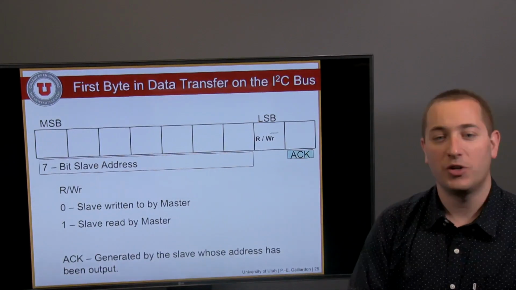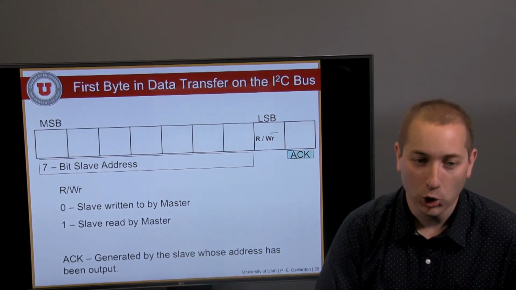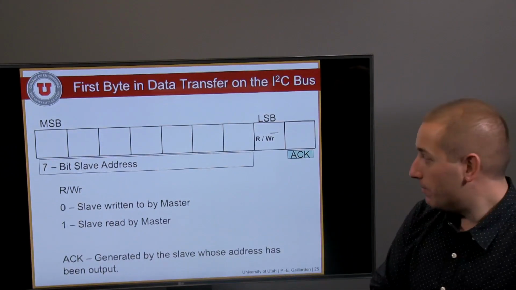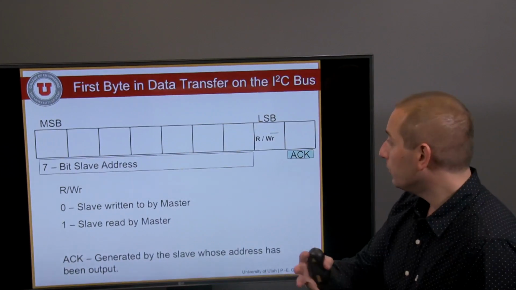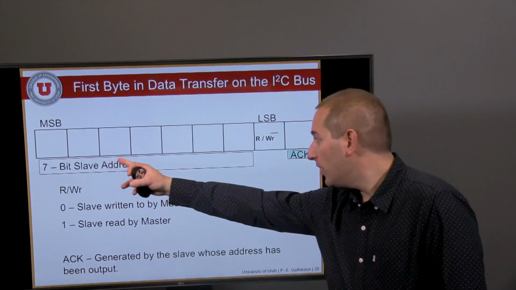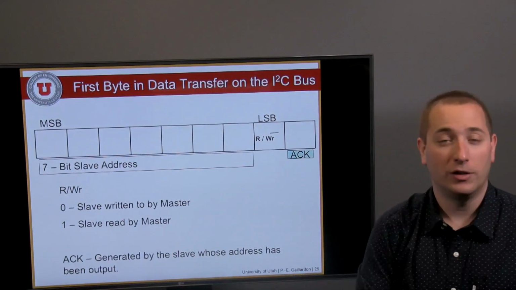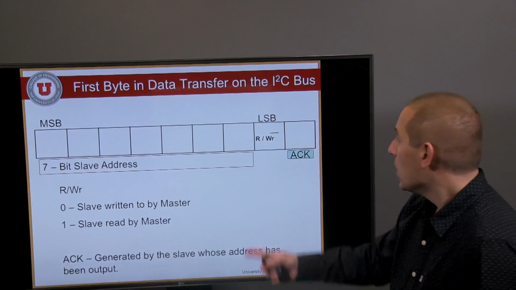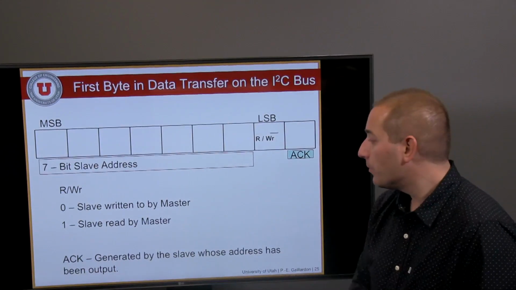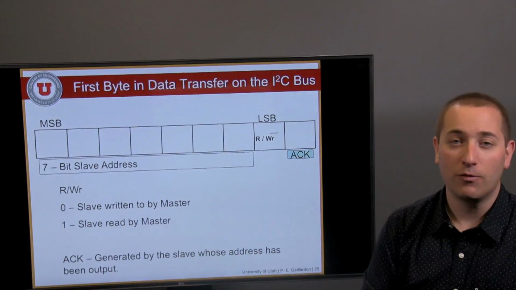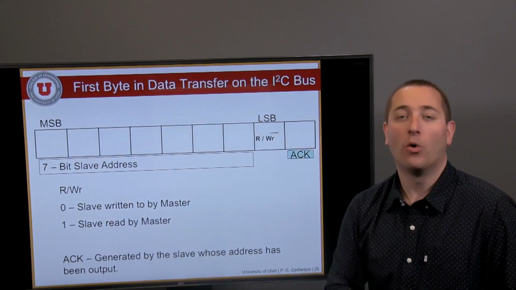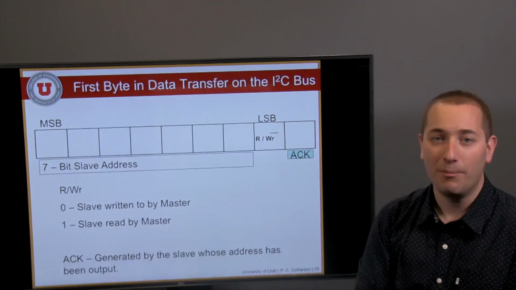How does the first byte in a data transfer on the I2C line look like? Well, after the start condition was met, as I said, the master will transmit the address of the slave. So it will generate the 7 bits of the slave address, followed by a read-write bit. This read-write bit will tell the slave what the master is looking for. Is the master looking to transmit data, or is the master looking forward to get data back from the slave?